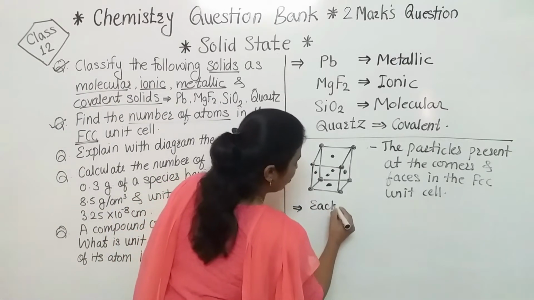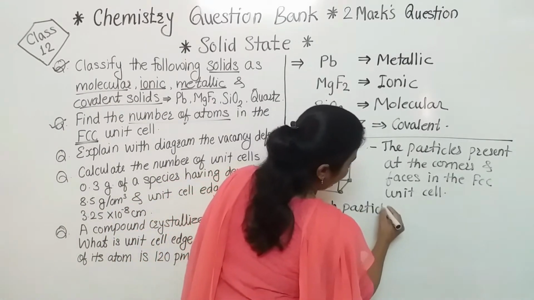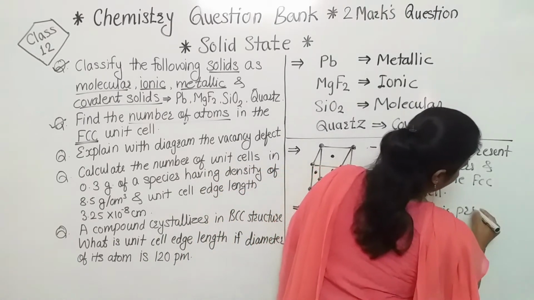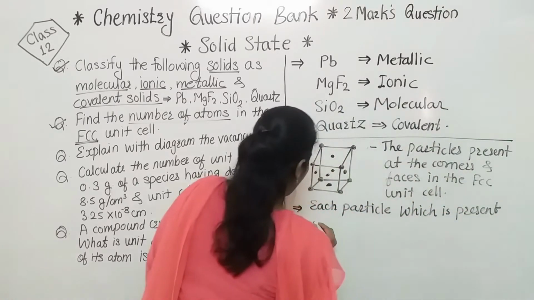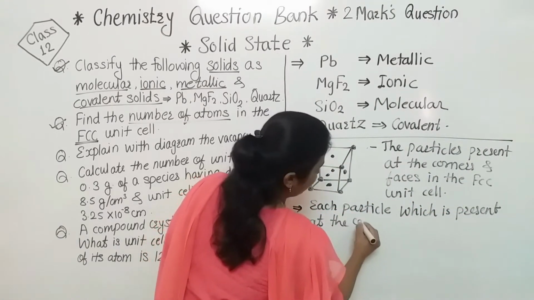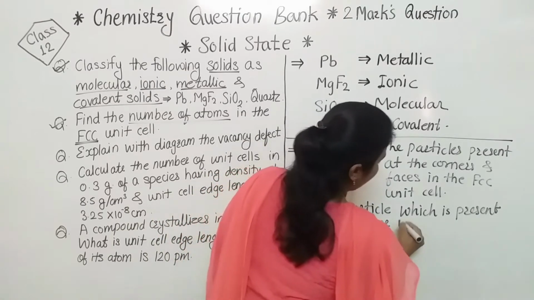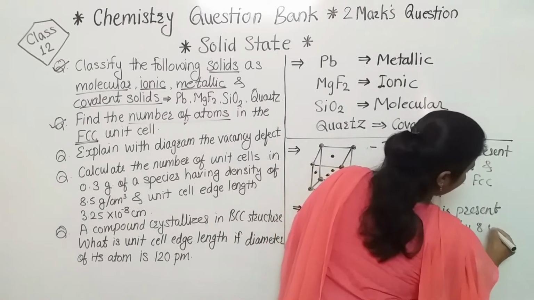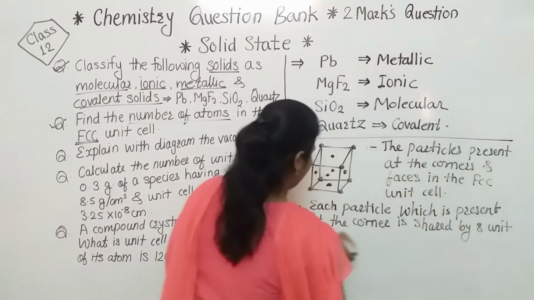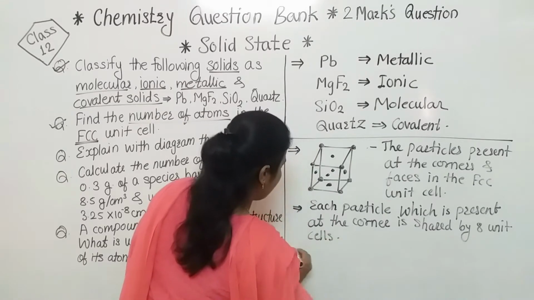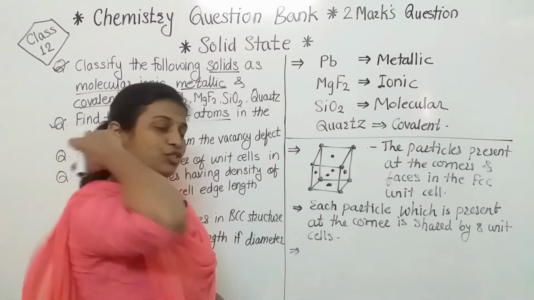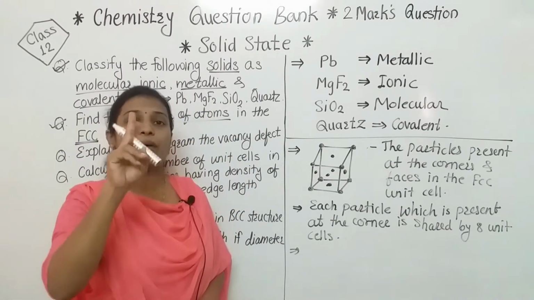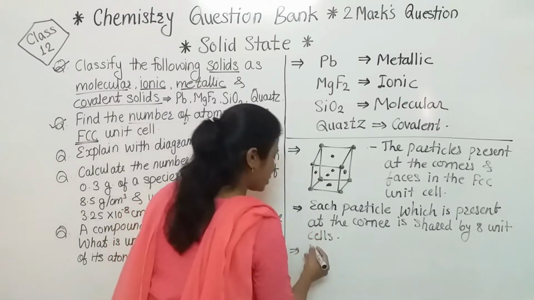See, each particle which is present at the corner is shared by 8 unit cells. Next one, if we consider the particles which are present at the faces, each particle which is present at the face, it is shared by the 2 unit cells. So what is the next point?